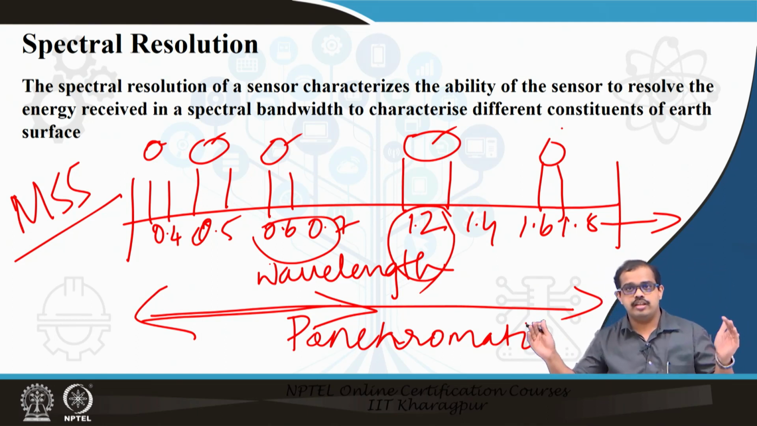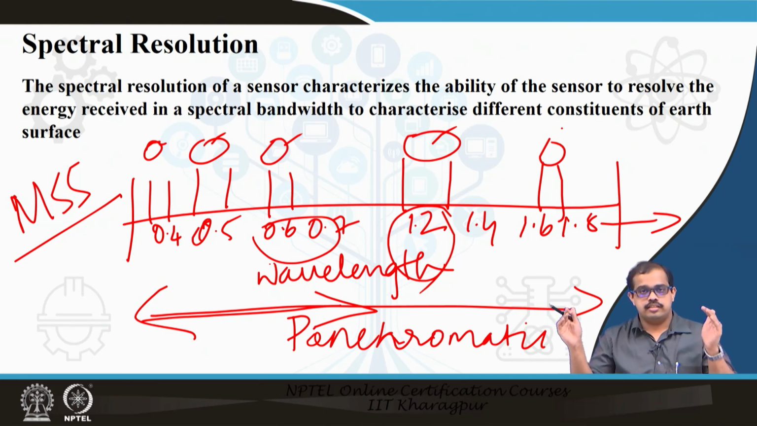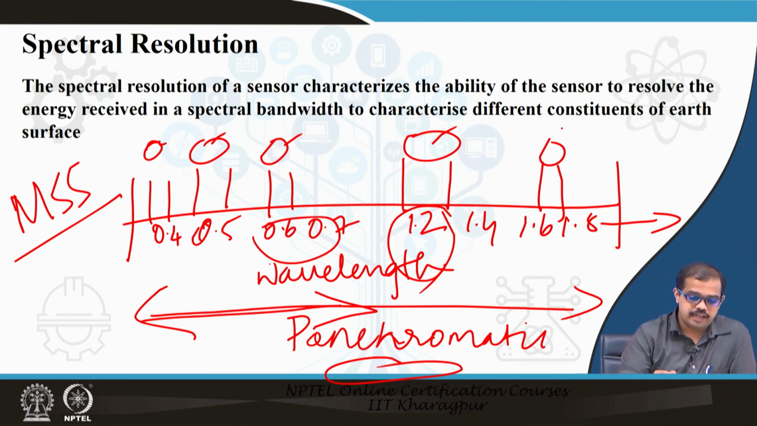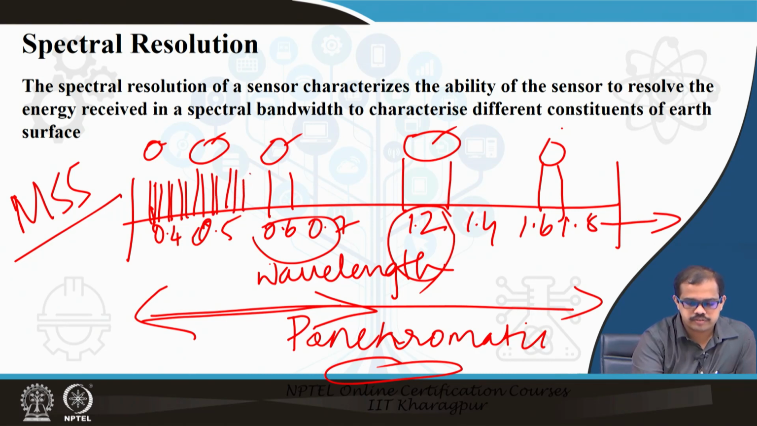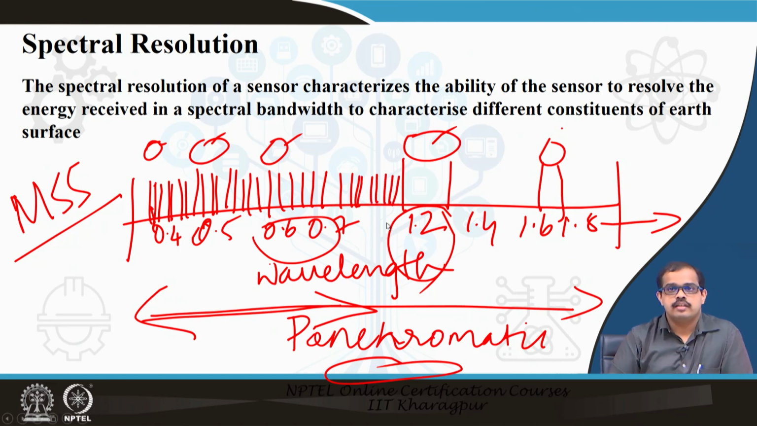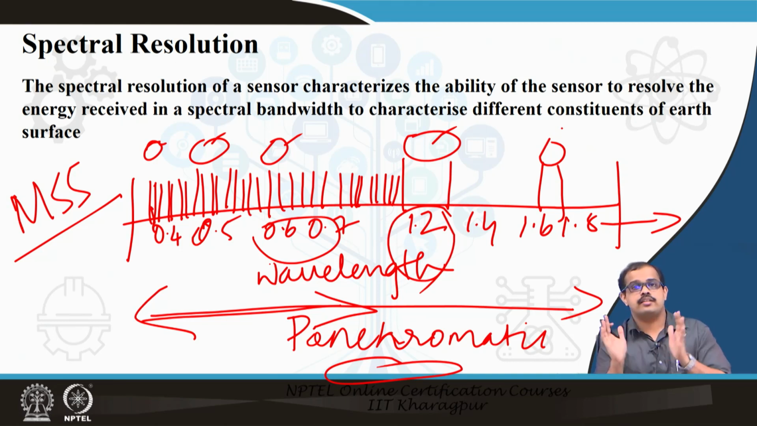If you are collecting everything in a single strip, then it is called panchromatic. Only one particular sensor or set of sensors captures the entire region. Now the very interesting part is that if instead of this, I capture like this, in a very narrow spectrum, then it is called hyperspectral sensing.